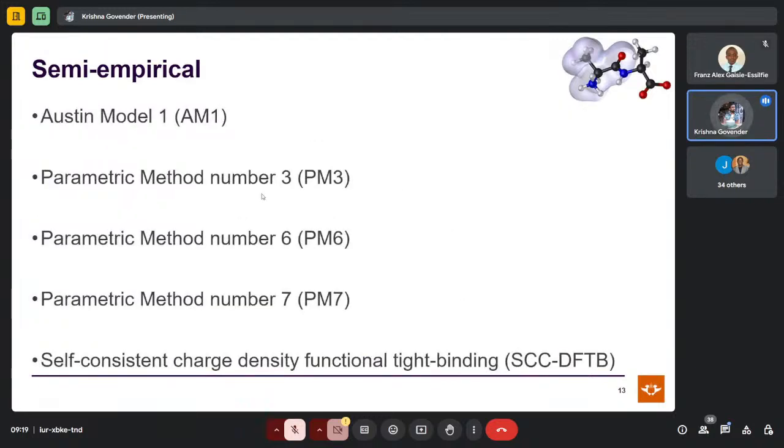And there are various different semi-empirical methods. I only highlighted a few here. These are some of the more popular ones that I use.